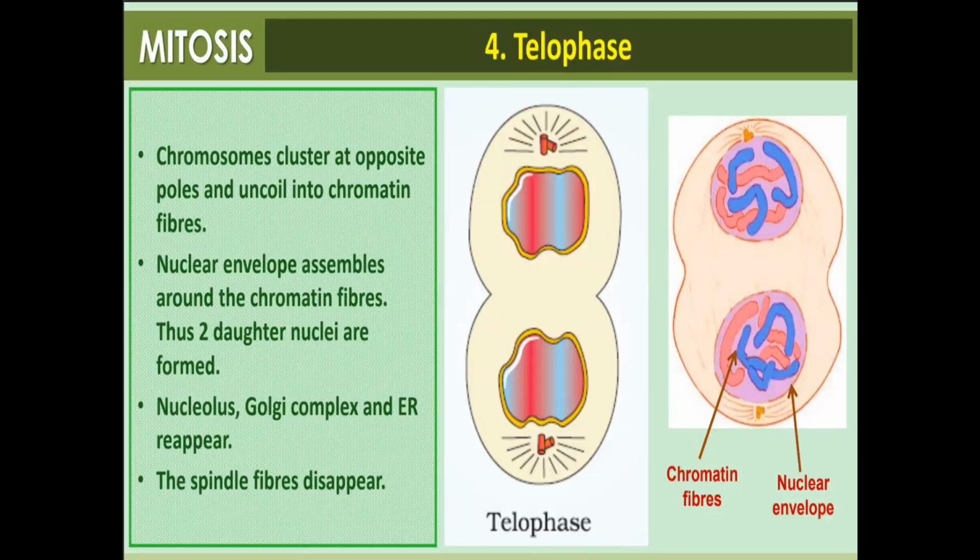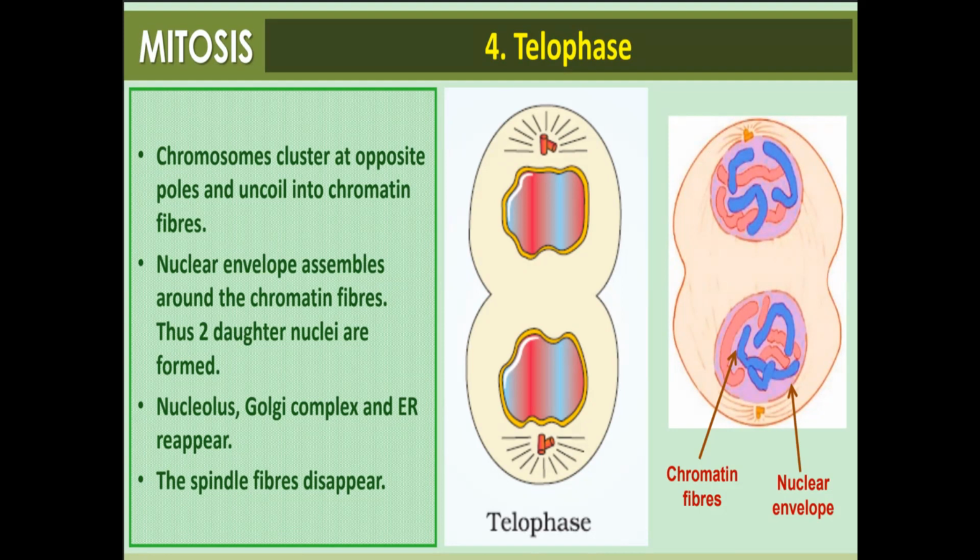Chromosomes will cluster at opposite poles and uncoil into chromatin fibers. Again, they will uncoil and become thread-like structures. The nuclear envelope will be formed again around the chromatin fibers. Thus, two daughter nuclei are formed. The nucleolus, Golgi complex, and ER reappear. The spindle fibers disappear. So telophase is always the opposite of prophase. Whatever happens in prophase, the opposite will happen in telophase.